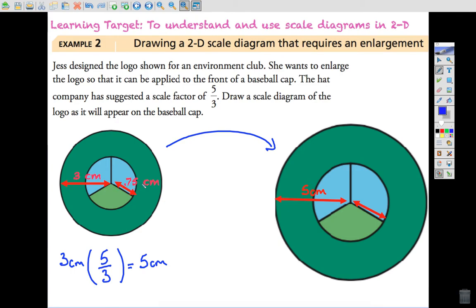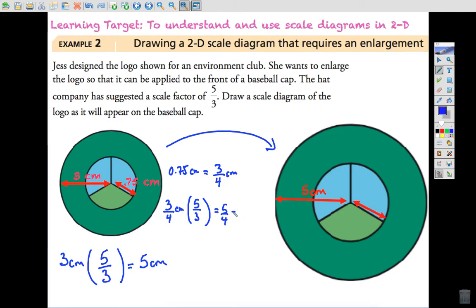Now if I look at my inner diameter, I've got this little 0.75 centimeters. And so what I want to make a note of is that I'm going to write 0.75 equivalently as 3/4 of a centimeter. The reason why I'm doing that is because then I can take my 3/4 centimeters and multiply it by my scale factor of 5/3. And again, you'll notice that I have a 3 in the numerator, 3 in the denominator. That's going to create a 1. So what I'm actually left with is 5/4.